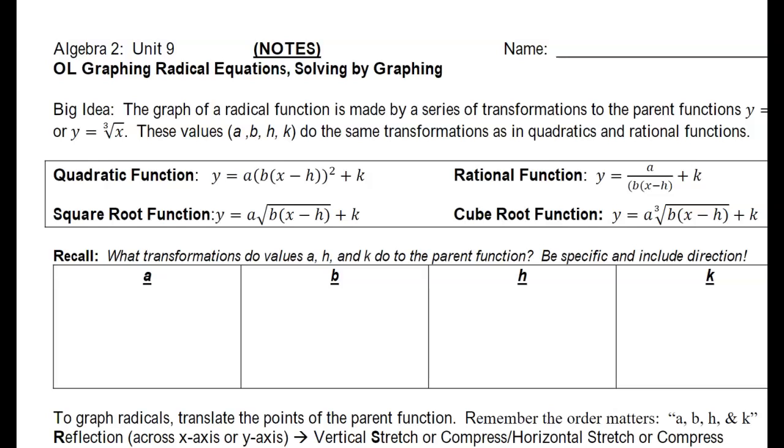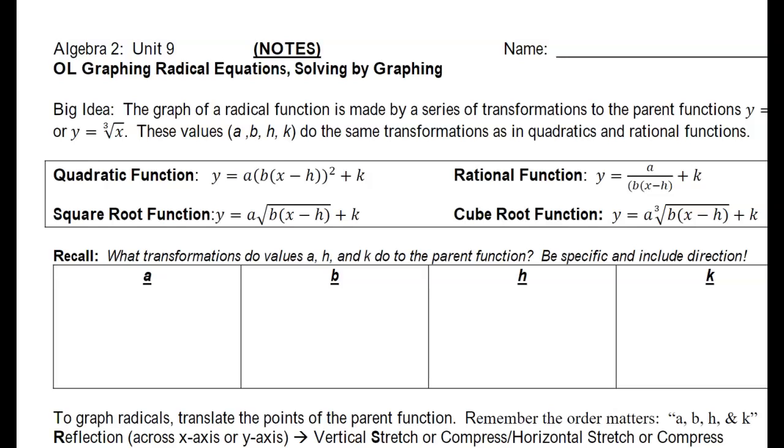So like I was saying, today we're going to be graphing radical equations. Now, just like the rest of the year, we have a transformation function that includes a, b, h, and k that tell us how the parent function is transformed to create a new graph. A, b, h, and k still remain the exact same as they've been the entire year. What does a do to our graph? Yes, it is our vertical stretch or compress.